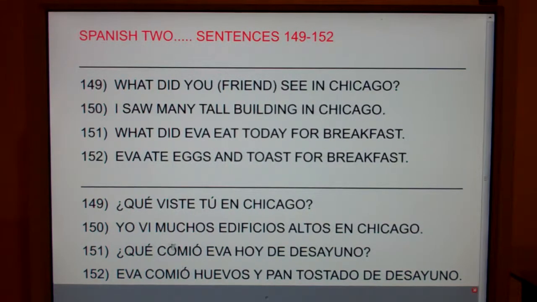Now, Mr. Holt, viste is irregular in the past tense. How the heck am I supposed to know which past tense verbs are regular and which past tense verbs are irregular? This is so hard.